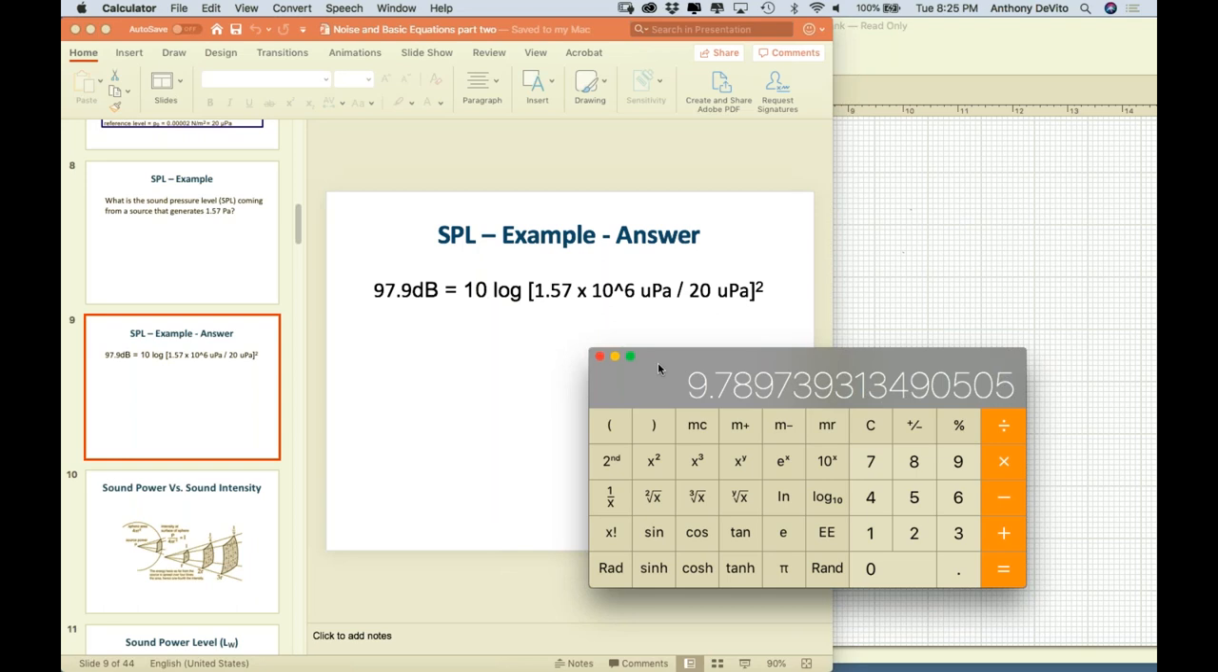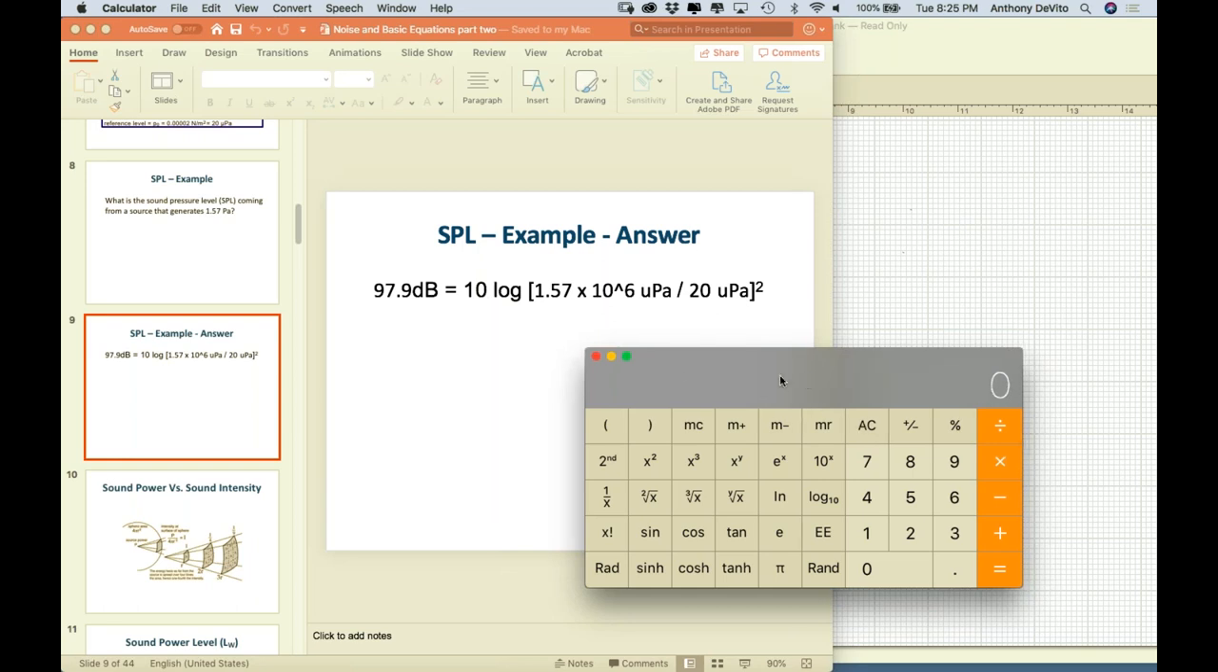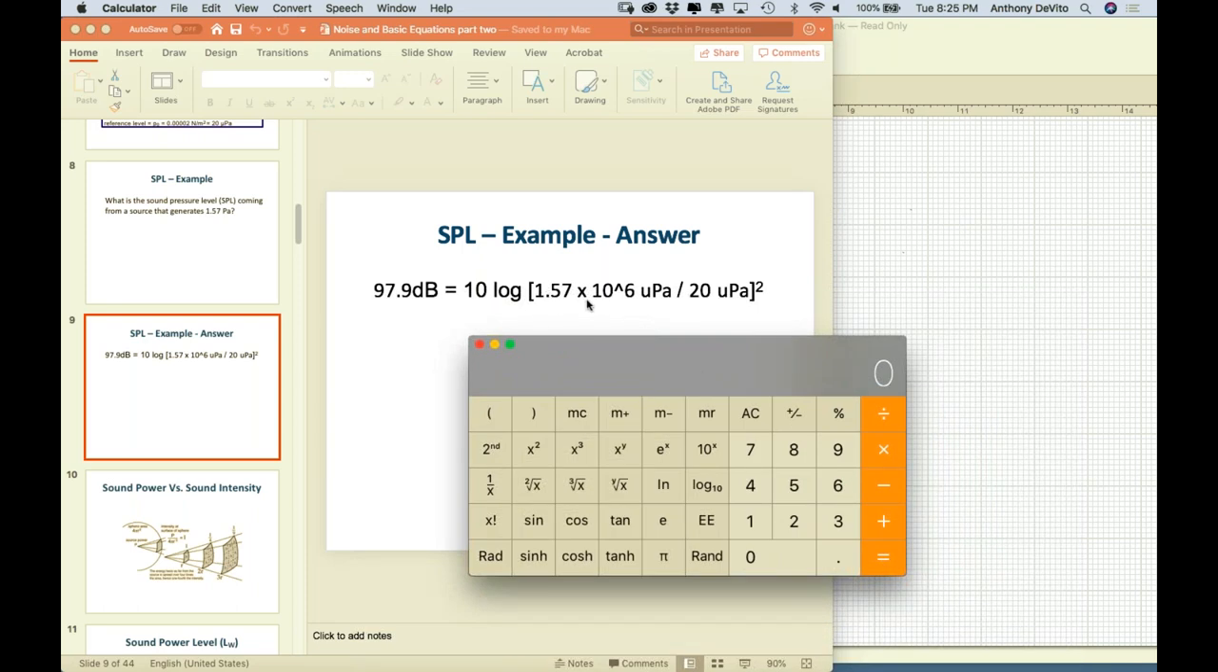Okay, so what did I do there again? I'm going to step through that again. Actually, I'm going to write in 1.57 and multiply by 10 to the 6th. This is 1.57000. Let's see, how many do I need here? I need to move this over six places. I need four zeros. Okay, 1,570,000 micropascals. That's 1.57 pascals, which is 1,570,000 micropascals. Move the decimal place over six places, divided by 20 micropascals.